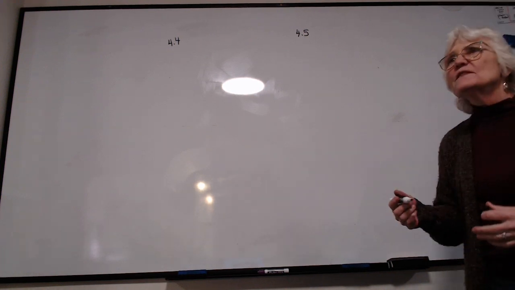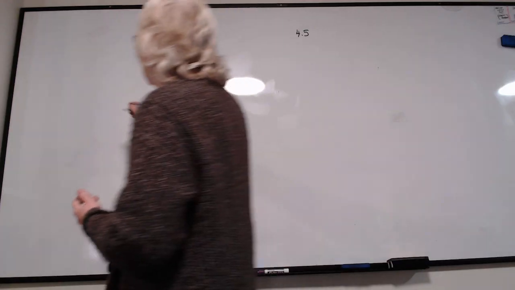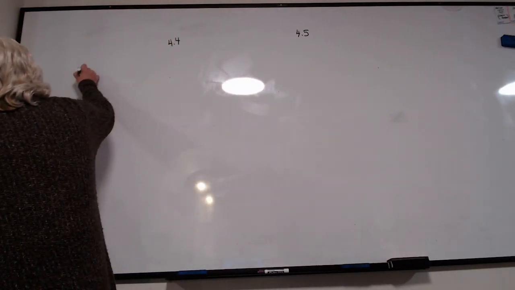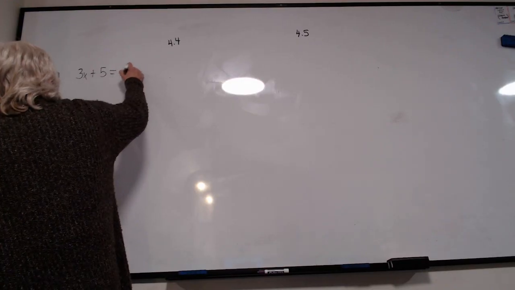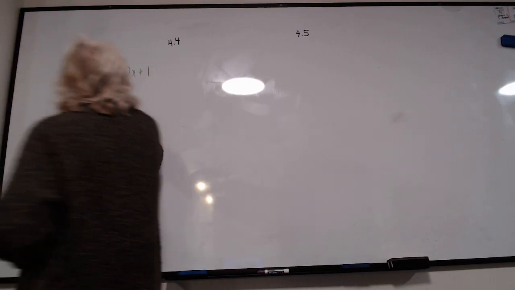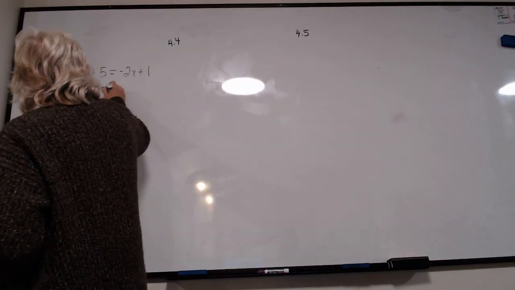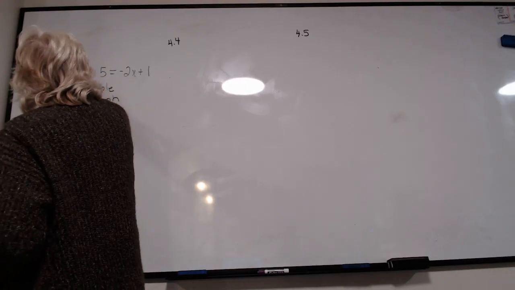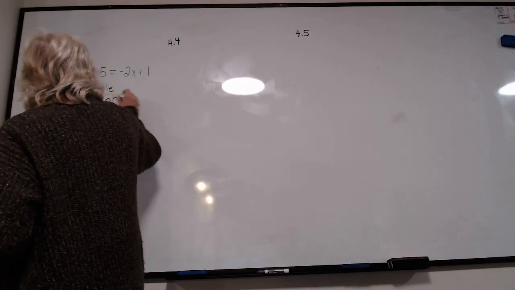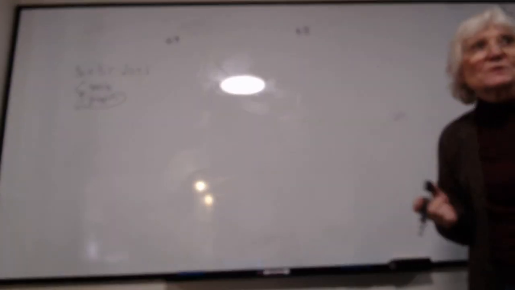We talked about solving equations that look like this: 3x plus 5 equals negative 2x plus 1. We talked about solving them by a table or a graph. Both of these, the graph is actually the easiest if you have access to something like Desmos.